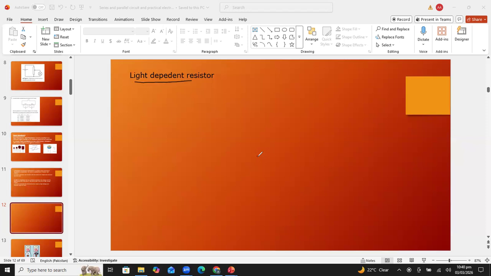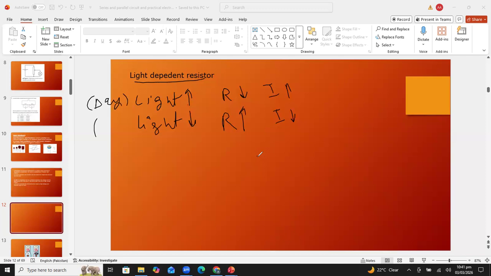Light dependent resistor. Now students, let me write here: if the light intensity is greater, it means the maximum light is shining on it, so its resistance will decrease. Same concept as we were applying in the thermistor. And current will increase. Okay? And if the light intensity is decreasing, it means resistance will increase and current will decrease. Light intensity increasing means daytime, and light intensity decreasing means night time. Are you understanding up to here, students?